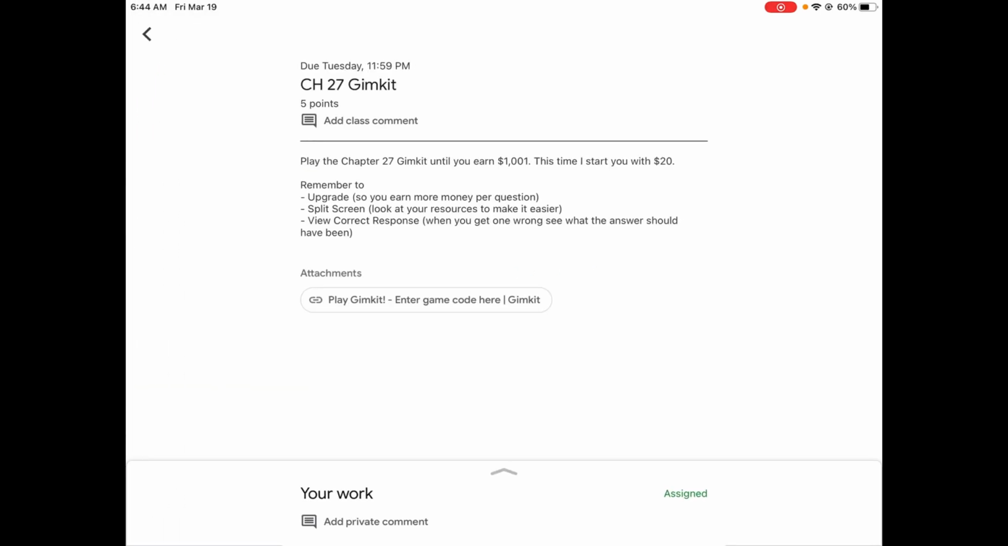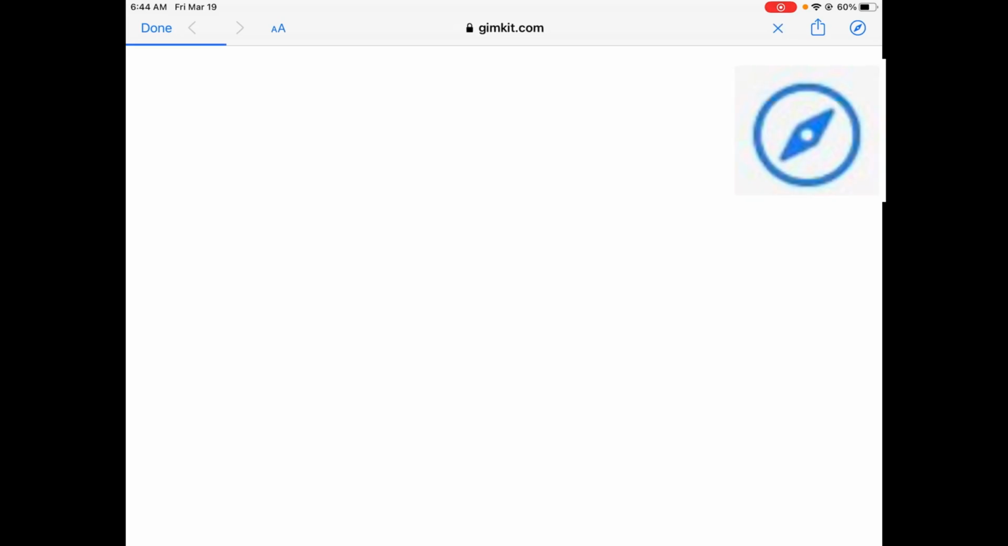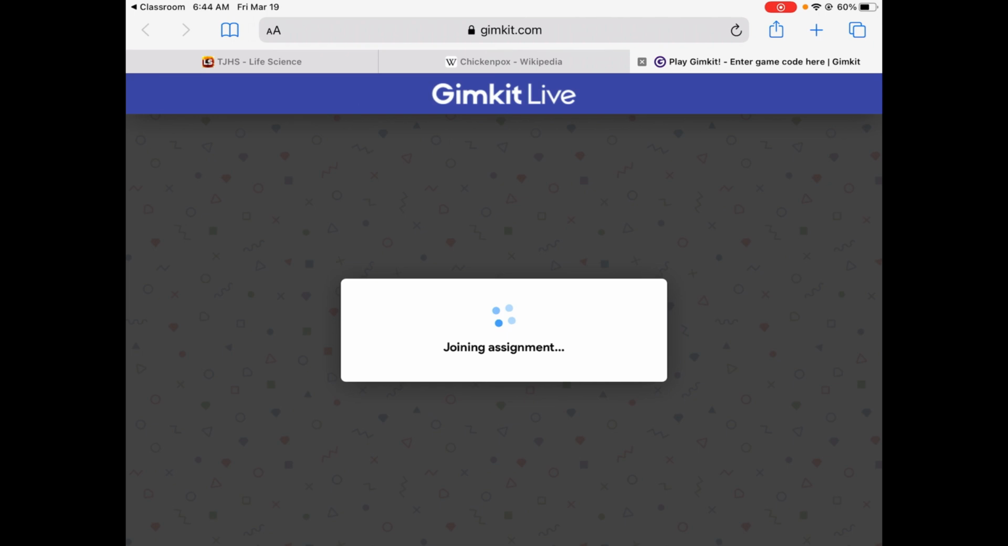So I'm going to open the Gimkit code in Safari, but remember when we do this through Google Classroom, if you look in the corner, I'm not actually in Safari yet, so I'm going to push this button where the square usually is, the Safari icon, to open it into Safari. You want to sign in with Google if it prompts you. If it doesn't prompt you, then it remembers you. So it looks like it might remember me.